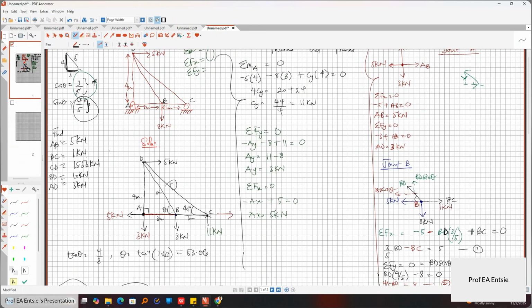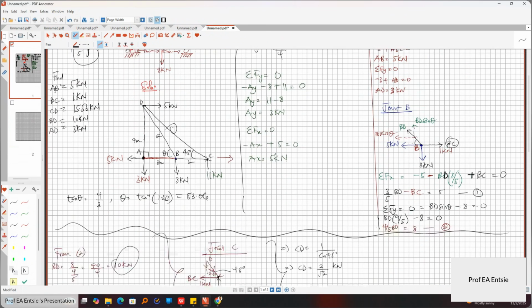And that's all. So if it's pulling away, it's a tension. So for instance, AB is a tension, BC is a tension. BD is also pulling away, it's a tension. It's only CD which is a compression, because that was the joint and CD moved towards it. So CD is a compression. But aside from that, BC is tension, AB is also tension, BD is also tension, and AD is also tension.